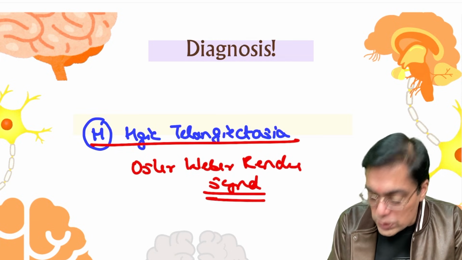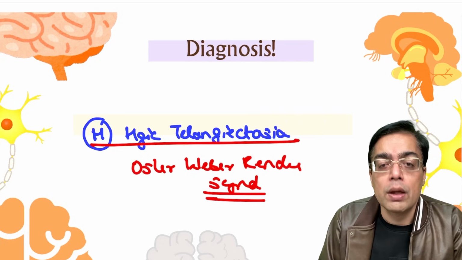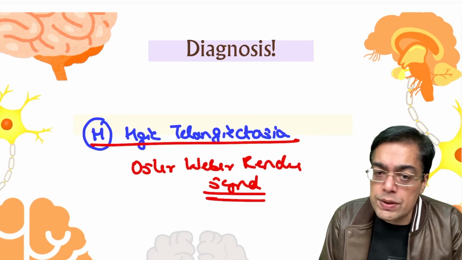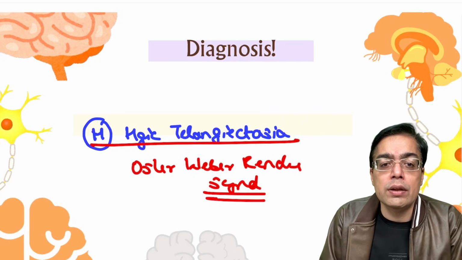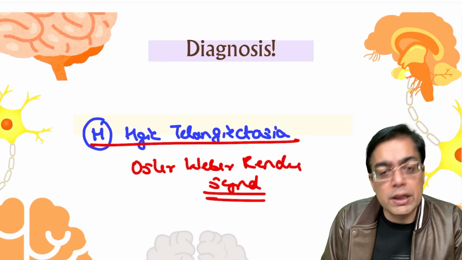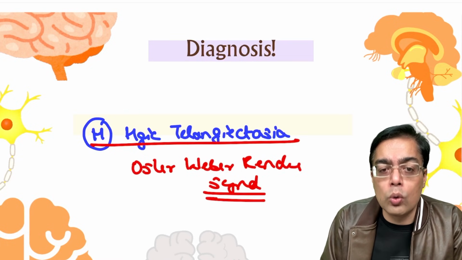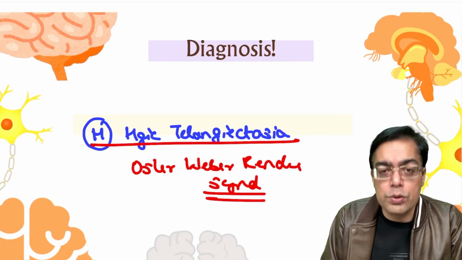Osler-Weber-Rendu syndrome. This was a classical INI question which was given in the exam. They can write the name as HHT, that is hereditary hemorrhagic telangiectasia, or the question given in the exam can be OWR, that is the Osler-Weber-Rendu syndrome.